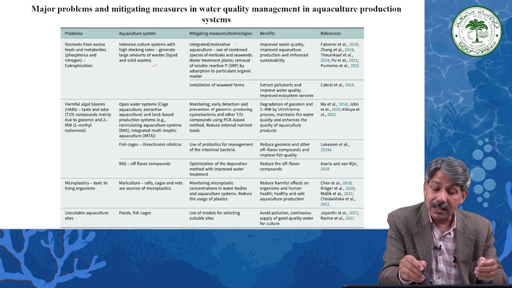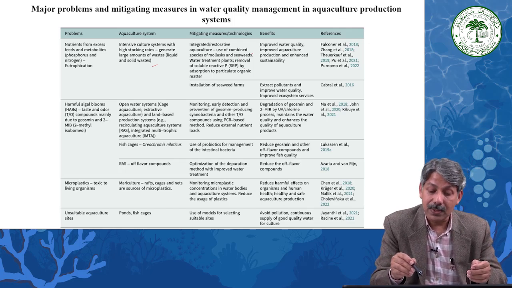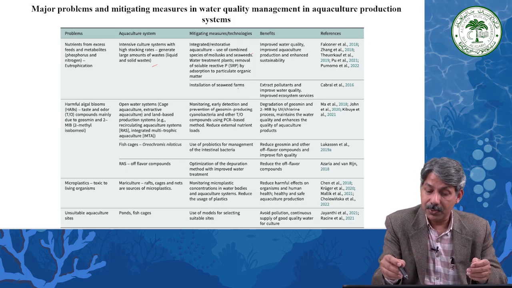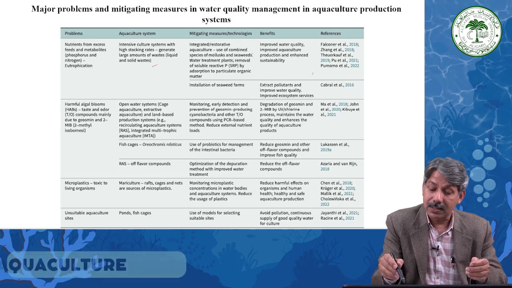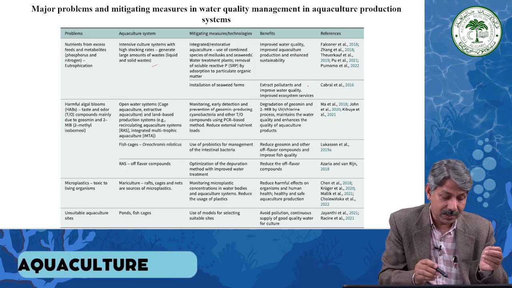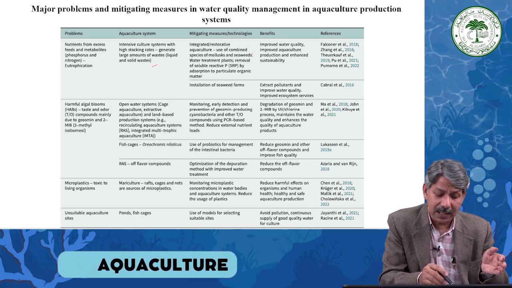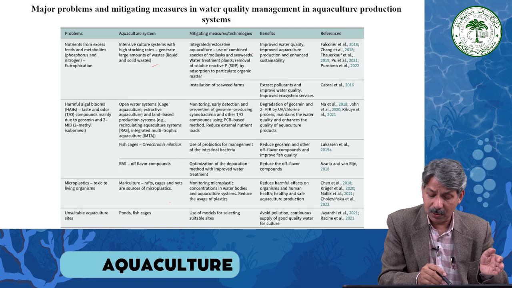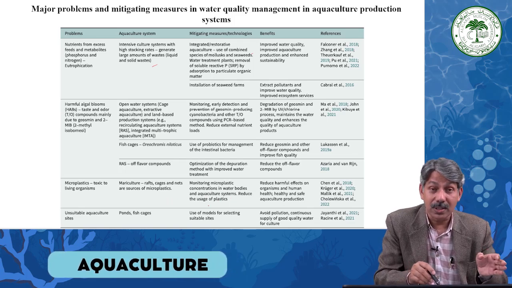Eutrophication occurs. Aquaculture system, intensive aquaculture system with high stocking rates generate large amount of waste, liquid and solid waste. Mitigating measures: integrated restorative aquaculture, use of combined species of mollusks and seaweeds, water treatment plants, removal of soluble reactive phosphorus by adsorption to particulate organic matter, installation of seaweed farms, improved water quality, improved aquaculture benefits, production and enhanced sustainability, and these are the references. And likewise, microplastics toxic to living organisms, mariculture, rafts, cages and net as a source of microplastics. So, monitoring microplastic concentration in water bodies and aquaculture system, reduce the use of plastics.